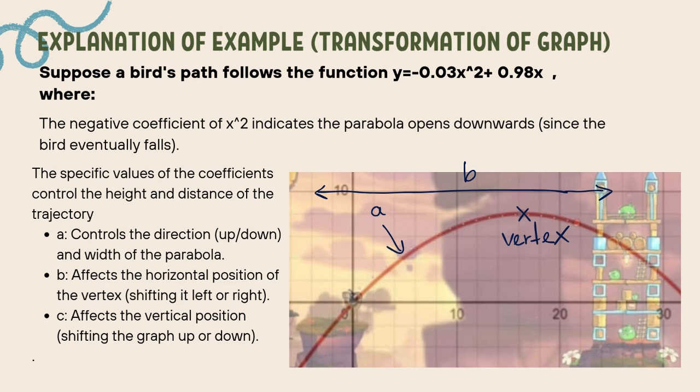A controls the direction, whether it is up or down, and the width of the parabola. B affects the horizontal position of the vertex, which is the highest point, and it will shift it left or right. C affects the vertical position, which will shift the whole graph up or down. But for this graph, it doesn't have a C because the initial position starts from 0.